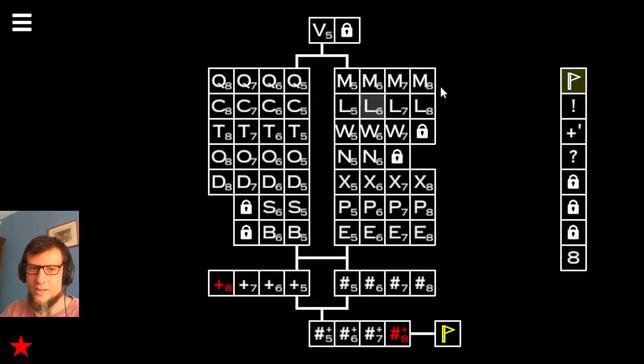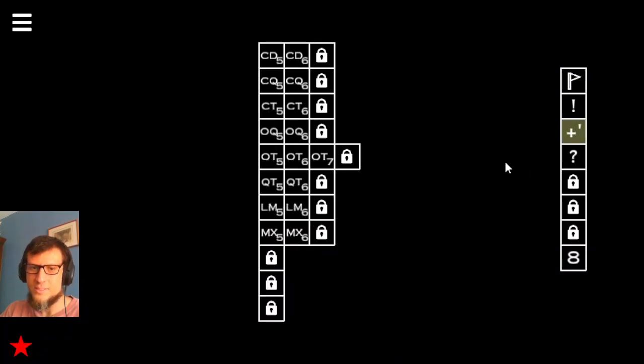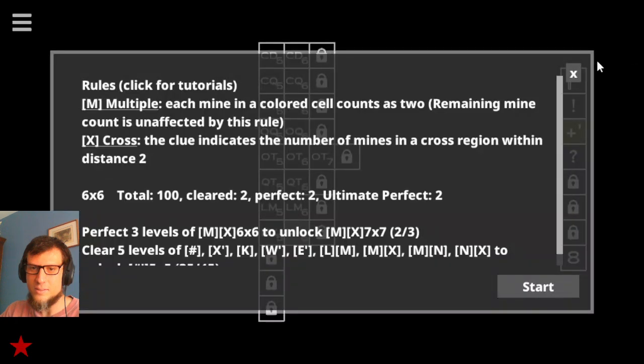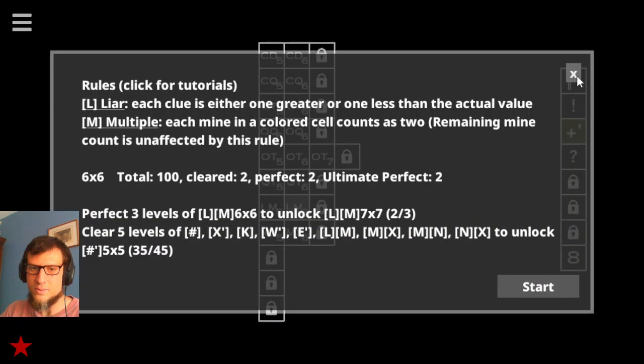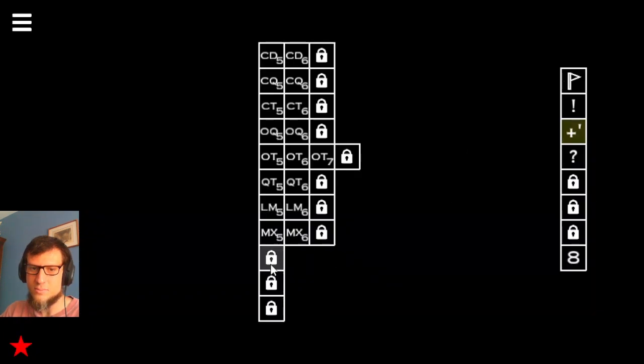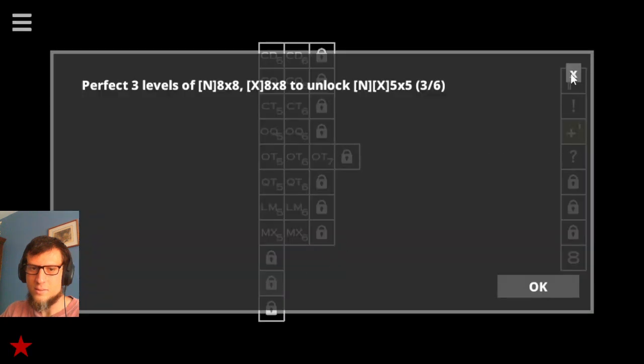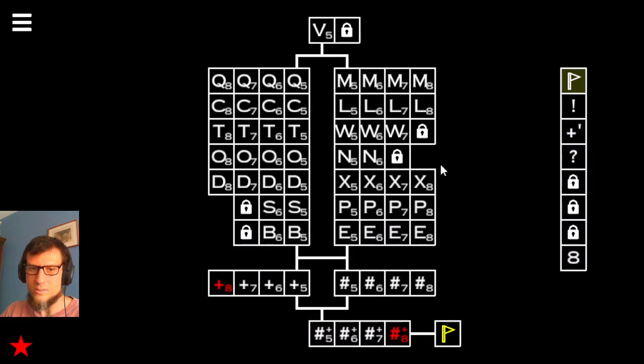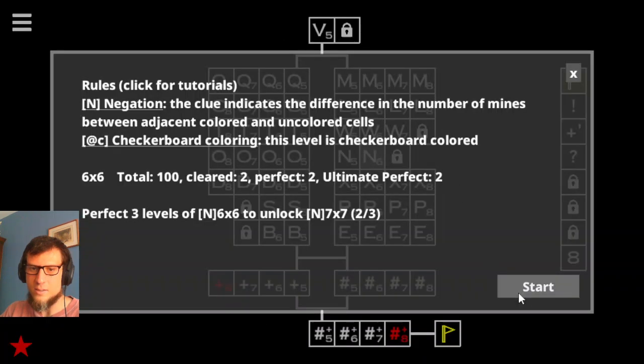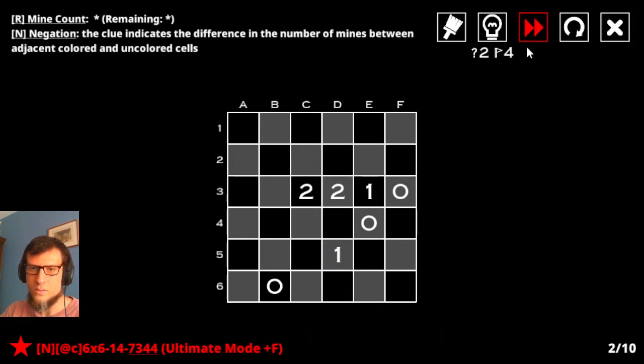Alright, here we go again. What was I doing? I finished both of these, right? Yeah, totally. Okay, so I need to do those, which were... Liar? Do I need liar? Have I done liar yet? I have done liar. So what I need is negation. Okay, negation. Yeah. Alright. Cool.